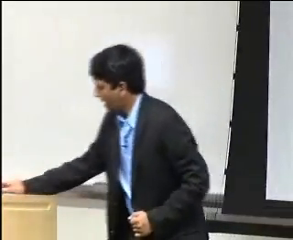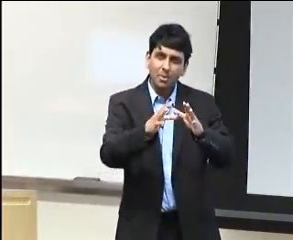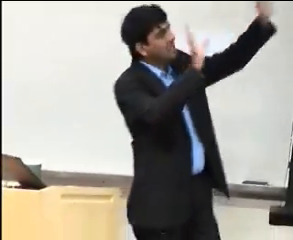So f is polynomial time bounded. Obviously, following our discussion before, we need to have two restrictions on the leakage function f. One is that it has bounded output length, and this is a parameter. This is a sliding scale. The more the output length is, the more the leakage is, and the better your security gets. The second restriction is that the function is polynomial time computable. So this is the concrete model for public encryption that we'll talk about.